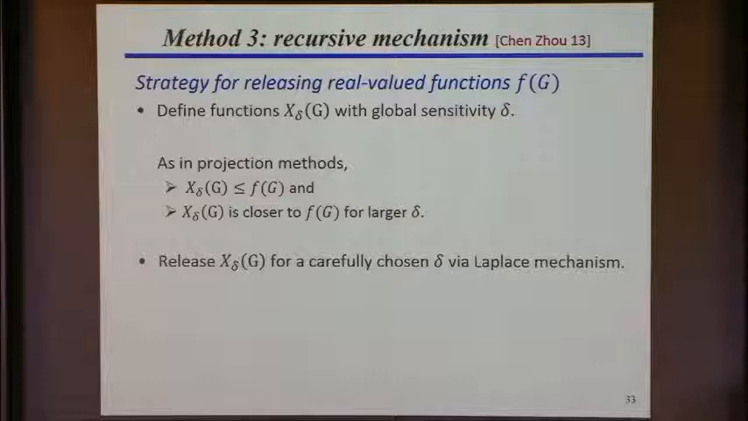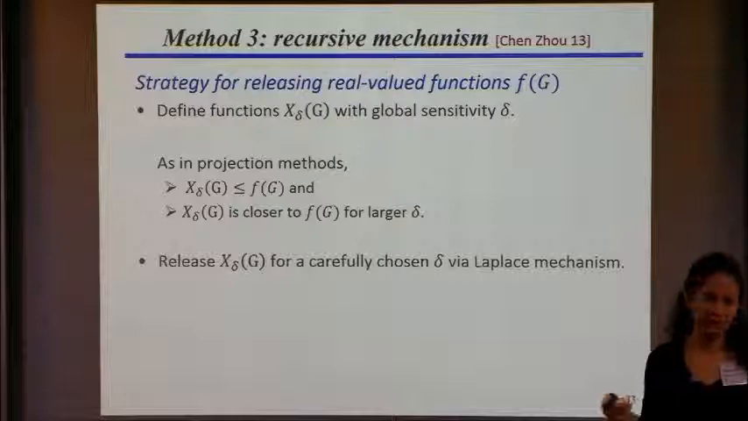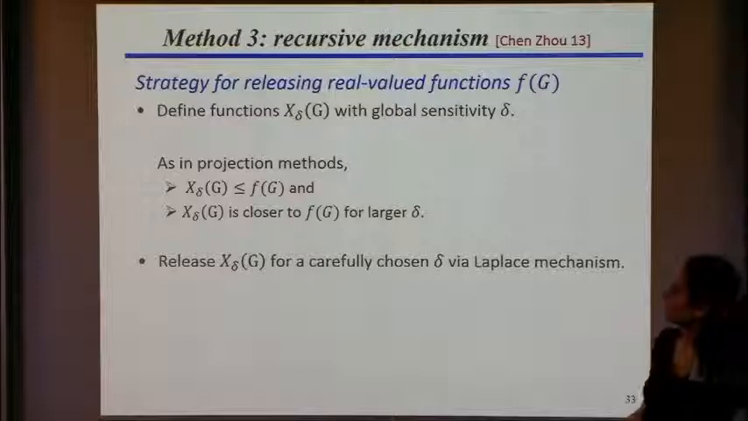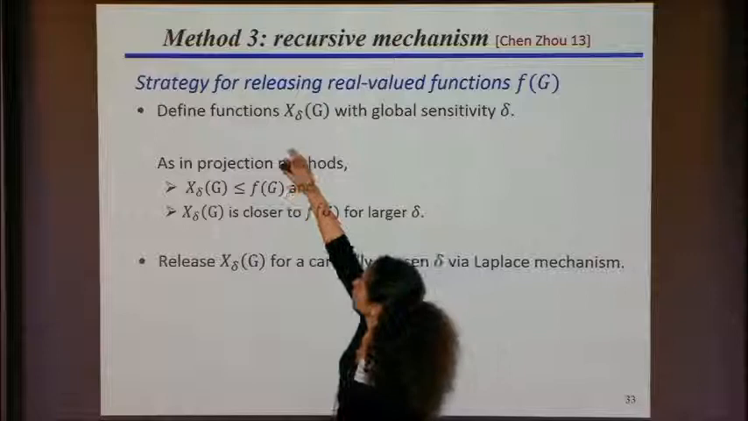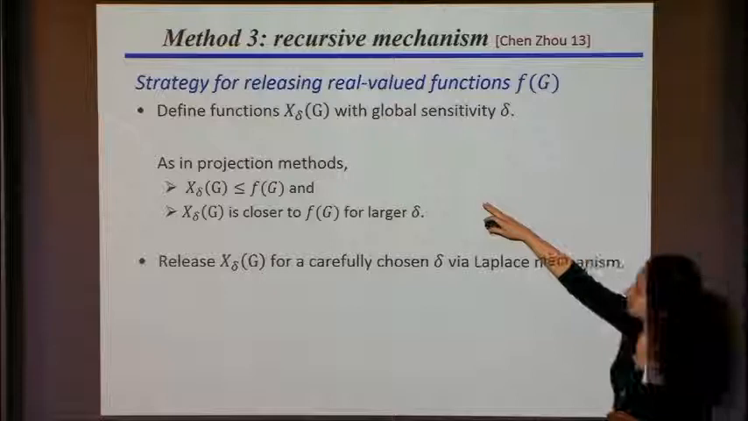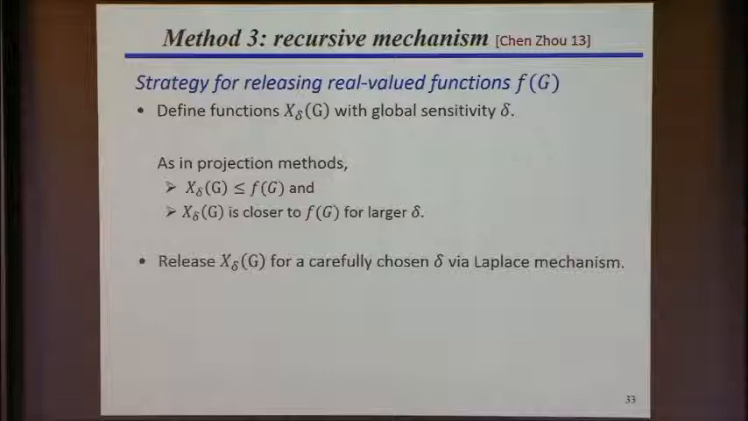So what they give is a strategy for releasing real valued functions. One example that we're going to be thinking about is, again, the number of triangles. Let me just give you an overview of what we're going to try to do. We're going to define a function which they call x, so x sub delta of our graph. And analogously to previous methods, it's going to have low global sensitivity.